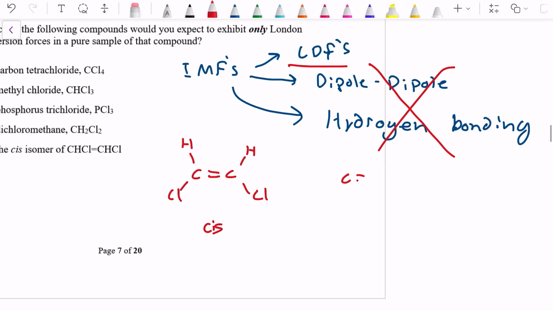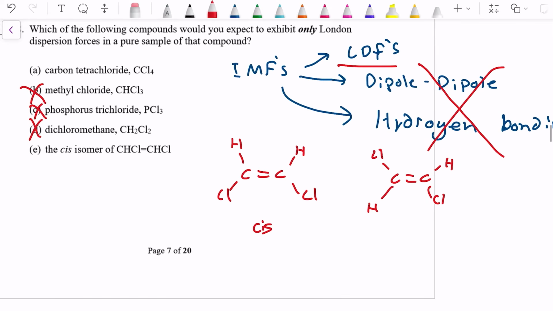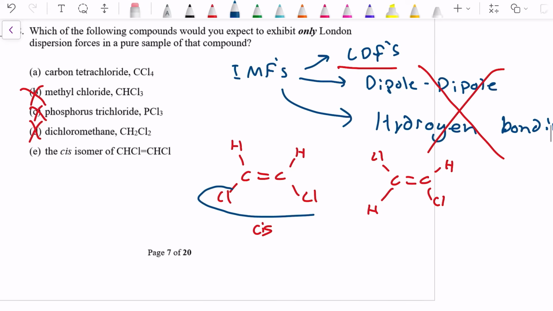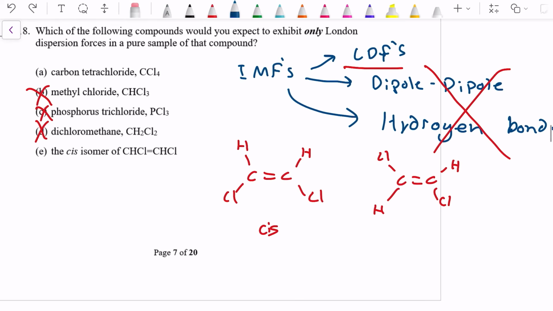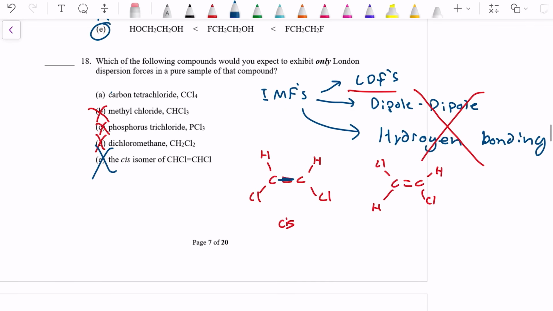The trans would be this instead. So when we say cis and trans, it's saying which side the groups are on. If they're cis, that means the chlorines are on the same side, or the heavier groups are on the same side, as opposed to trans, where they'd be opposite from each other. And this one, we have a double bond, which is usually very polar, with very polar groups, and it's asymmetric. So it's not E. 18A.